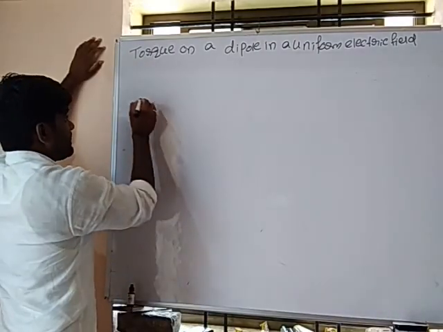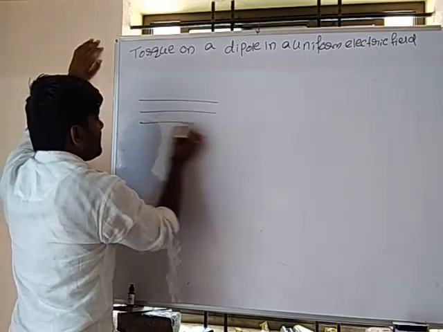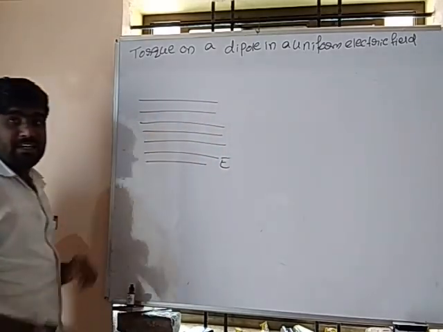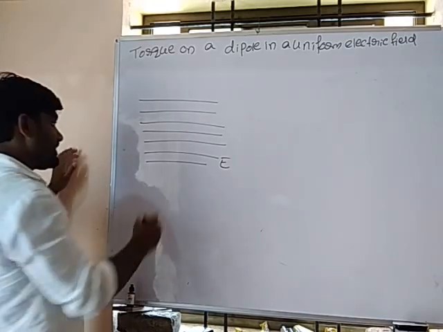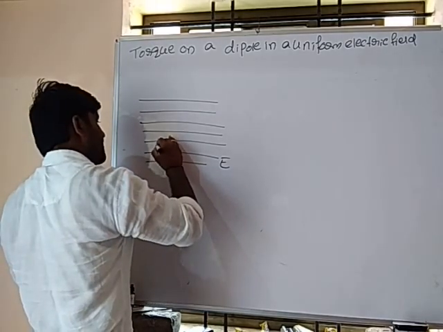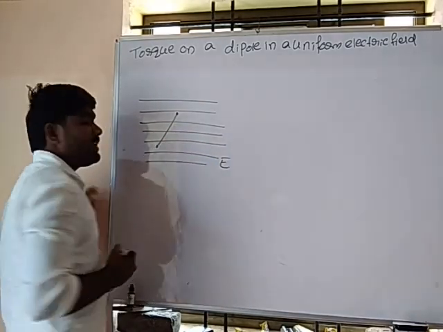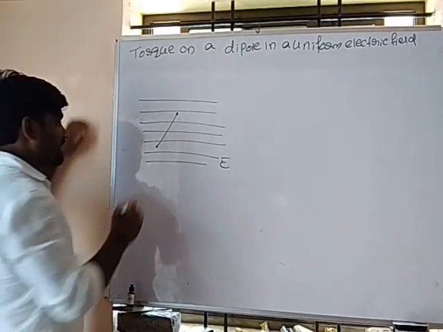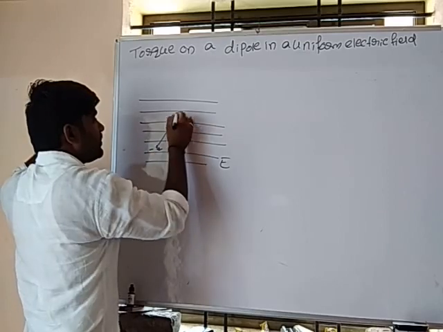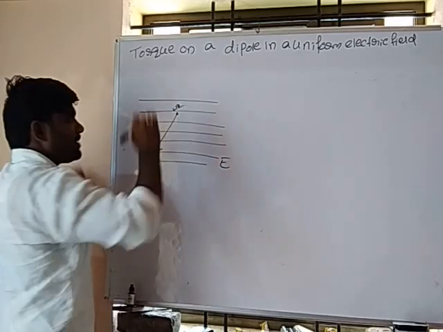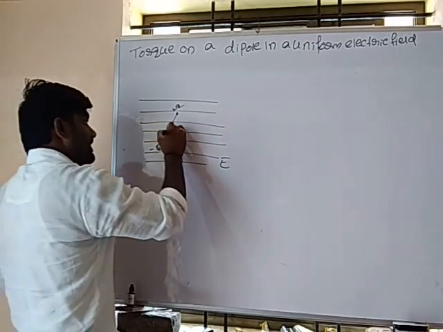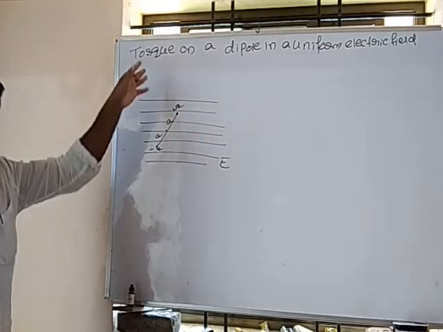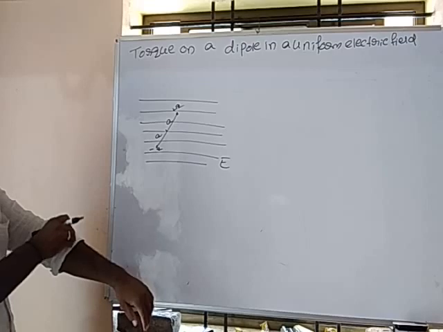How to write this? See here, it is your electric field, E. So inside the electric field, I am keeping a dipole. It is your minus Q here, and here I am keeping a positive Q. At exactly the middle it will be A, so the total distance will be 2A.